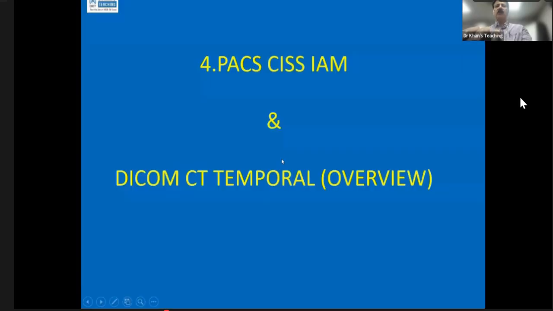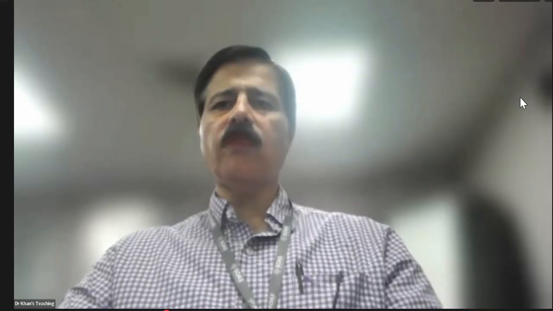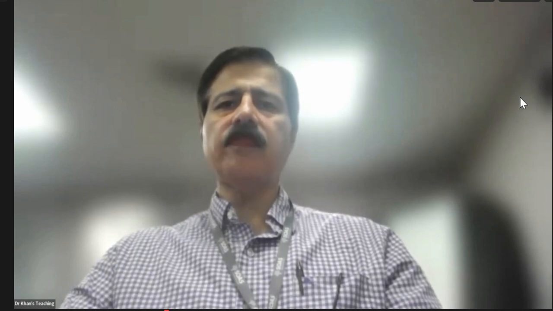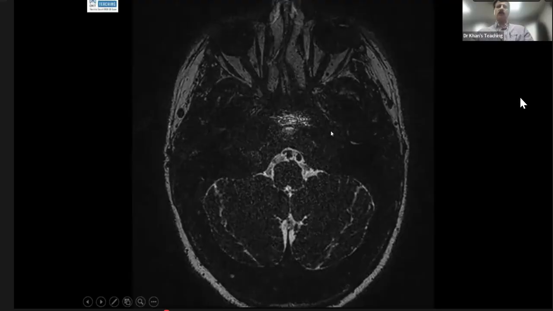Now, with this background, we are going to conclude the anatomy by seeing a CISS IAM and then a DICOM of the temporal bone. And we will repeat a few things, and this will consolidate everything. So let's go for a CISS axial sequence of the IAM. So candidate 2, can you see the CISS sequence?